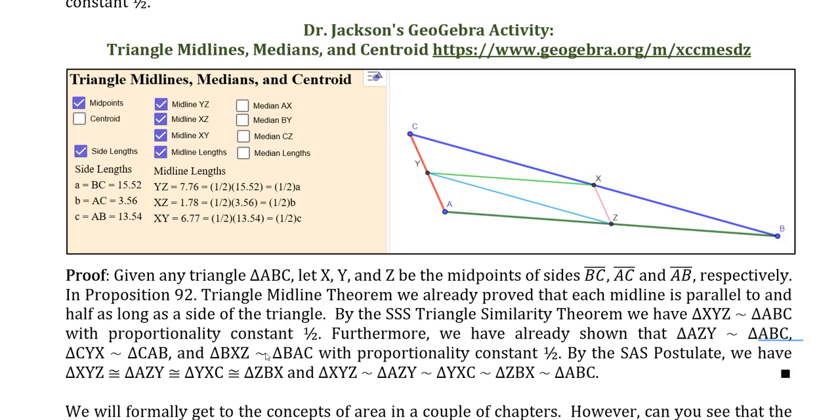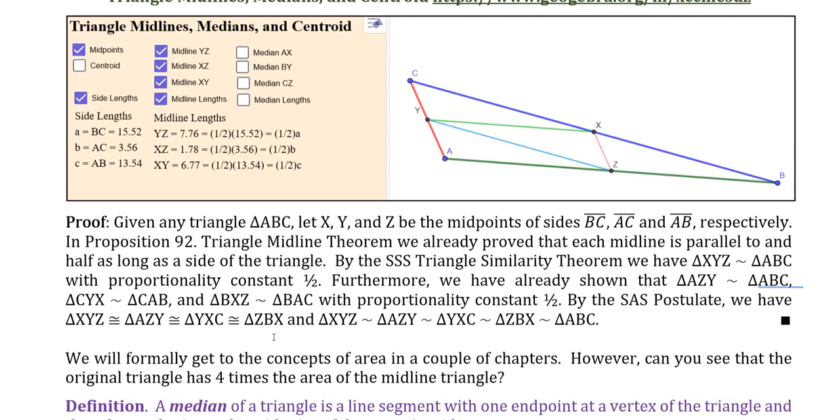Now we're going to formally look at area in a couple of playlists down the way, but you're probably already familiar with the concept. So can you see that the area of the big triangle ABC is 4 times the area of each of these four little triangles? Or in other words, 4 times the area of the midline triangle. That is the midline triangle.